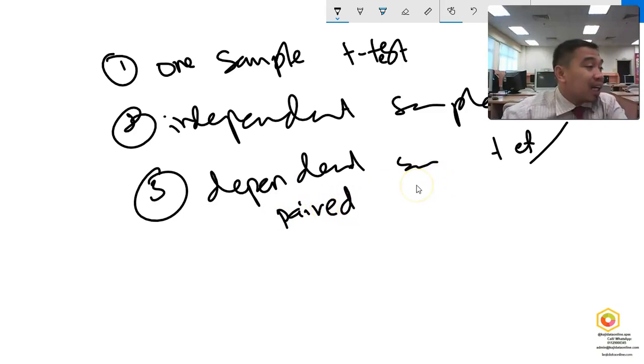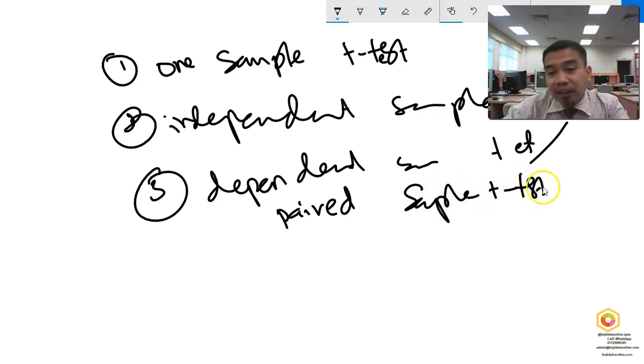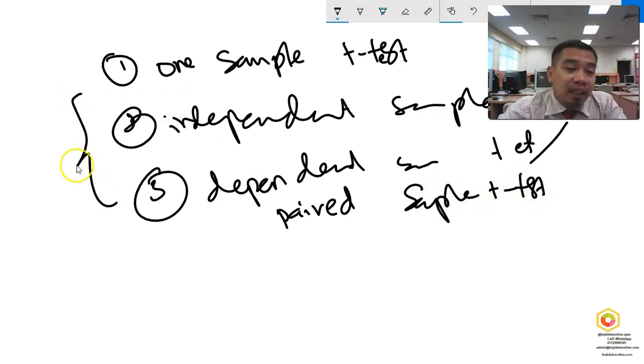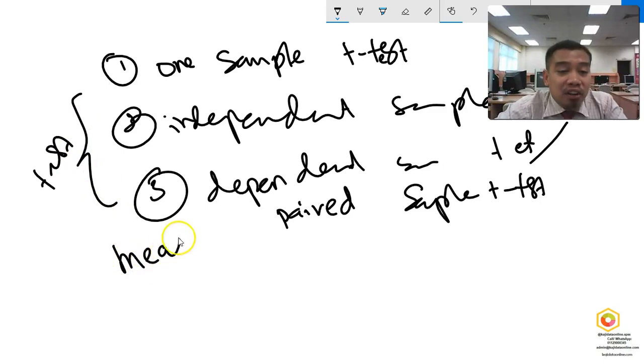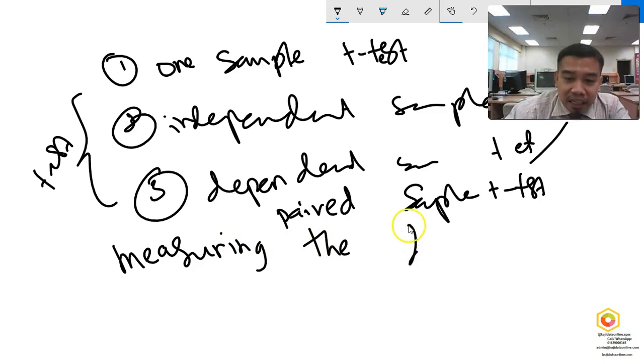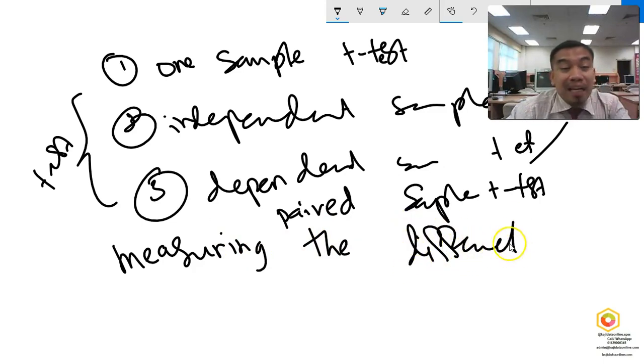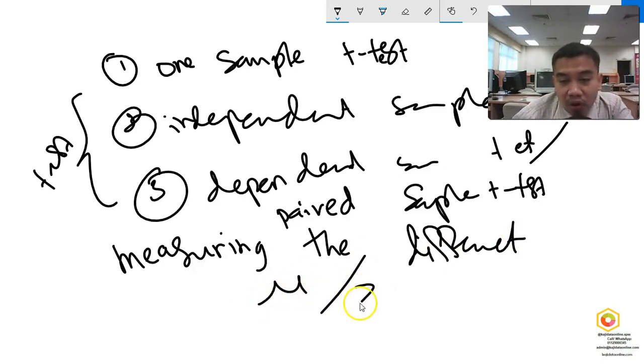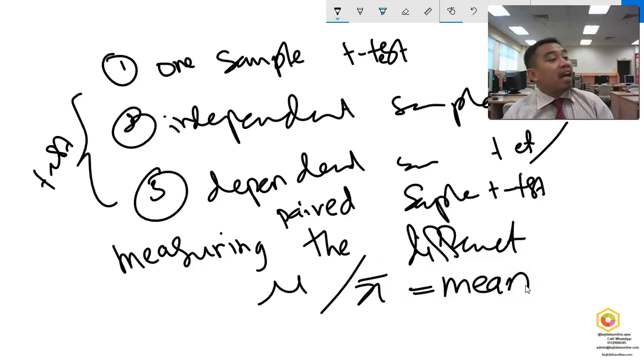Ujian T-test bersandar ataupun berpasangan, paired sample T-test. So these are the three important aspects in the T-test, and you must be able to understand that T-tests are measuring what? Measuring the differences. Beza of what? Beza of mu or x bar. It depends on what applications that you are trying to do.